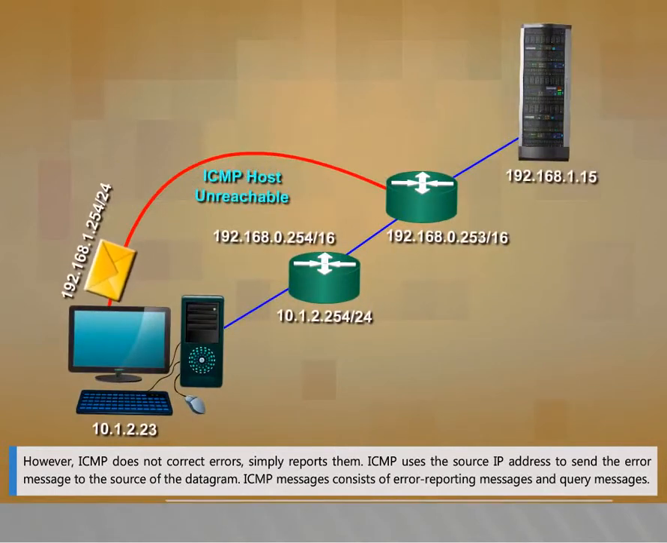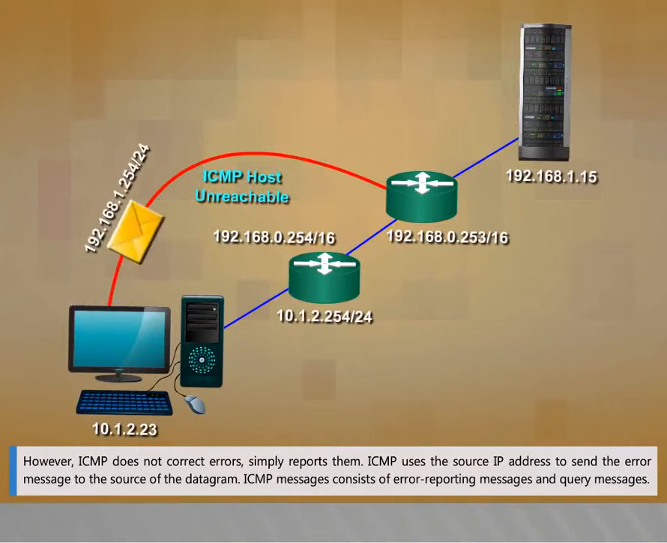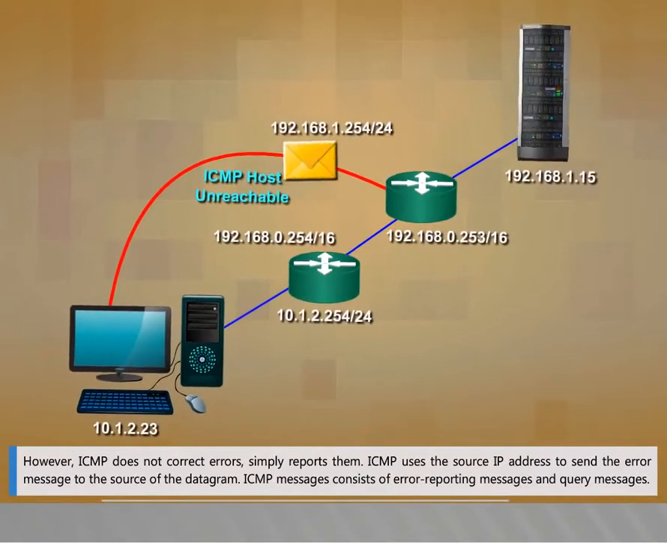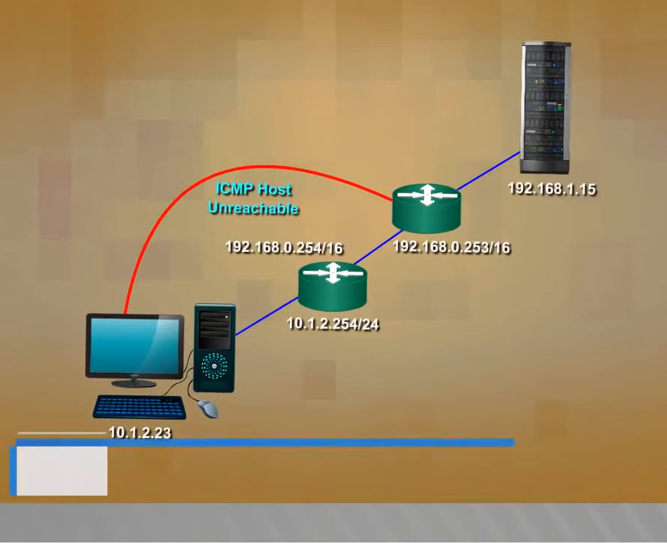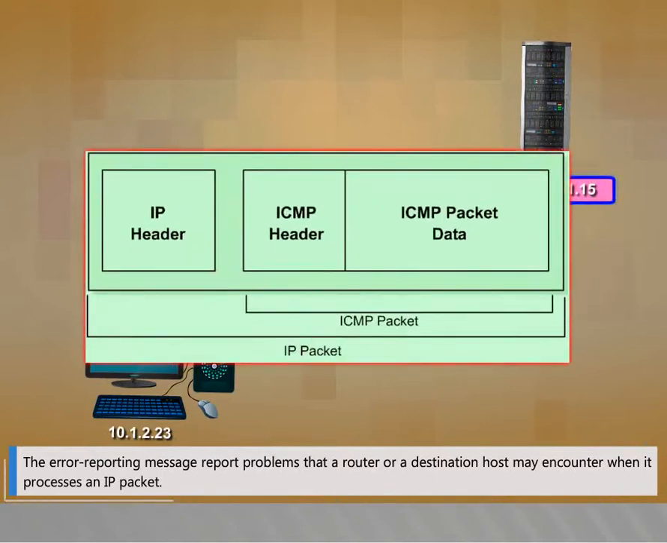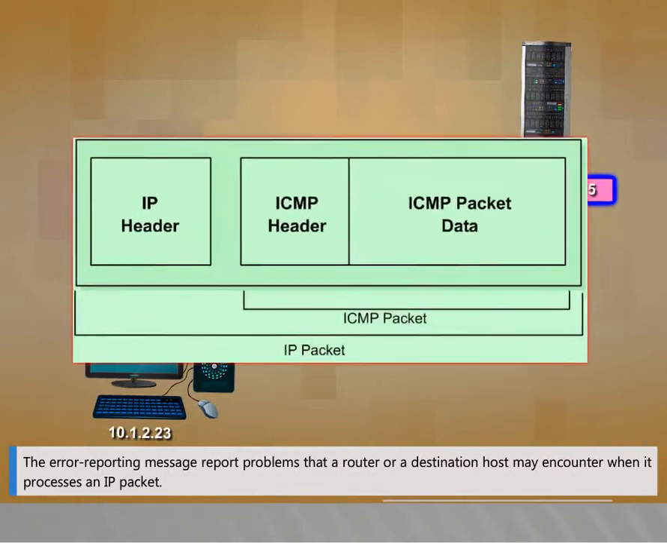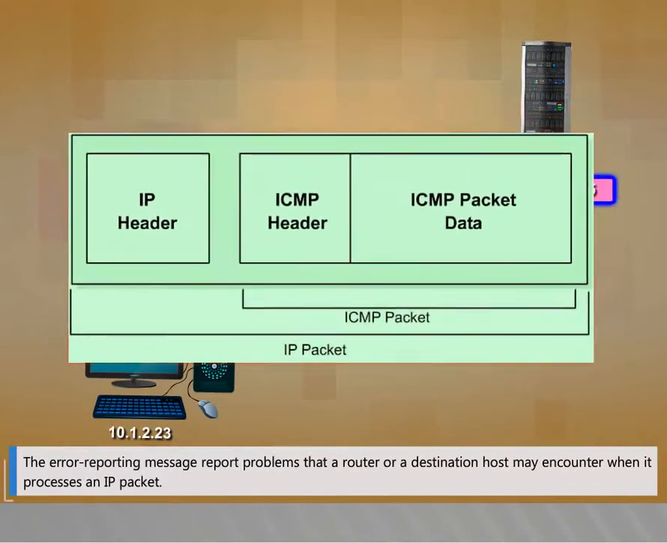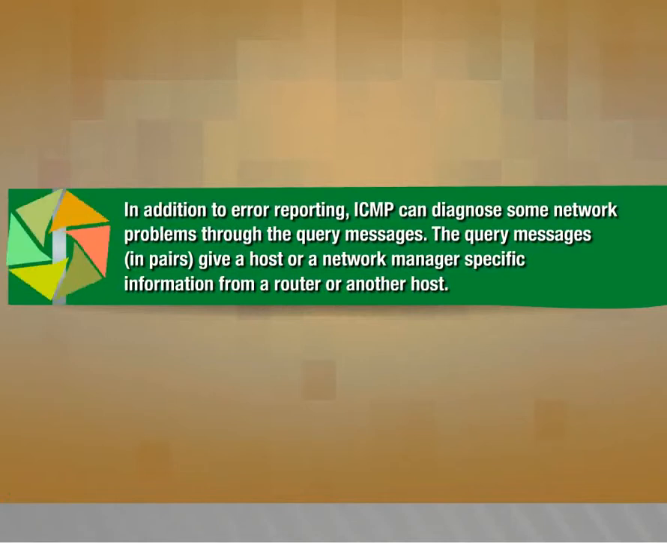ICMP messages consist of error reporting messages and query messages. The error reporting messages report problems that a router or a destination host may encounter when it processes an IP packet. In addition to error reporting, ICMP can diagnose some network problems through the query messages. The query messages, in pairs, give a host or a network manager specific information from a router or another host.